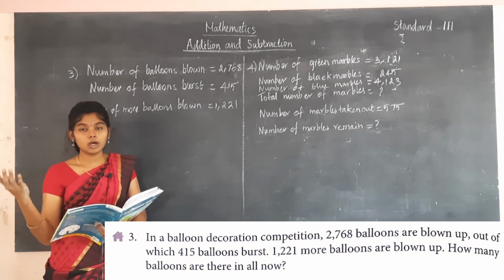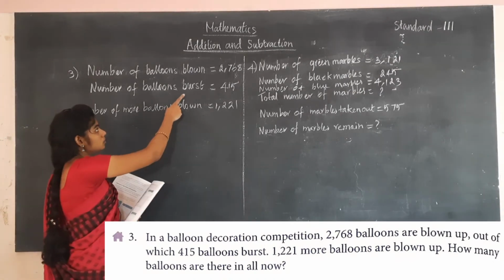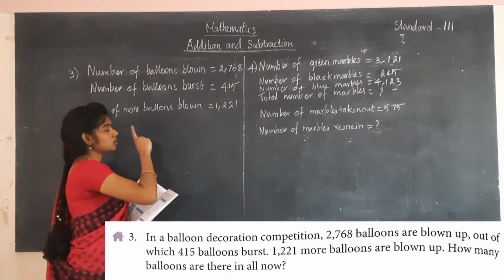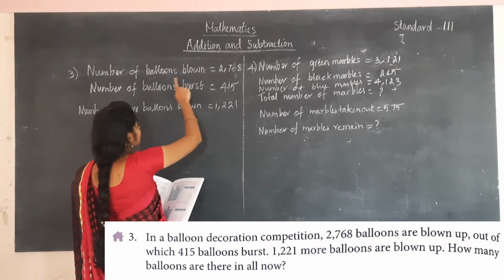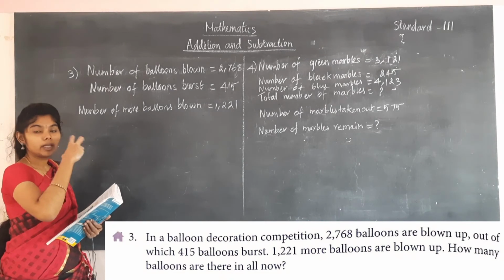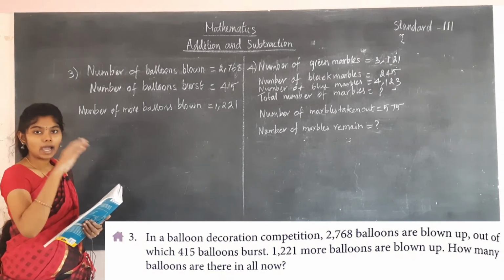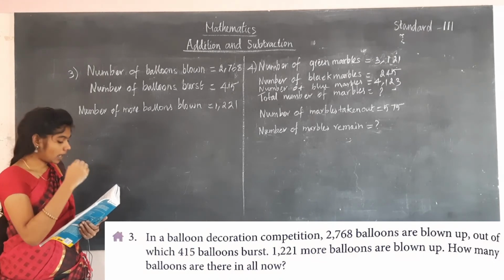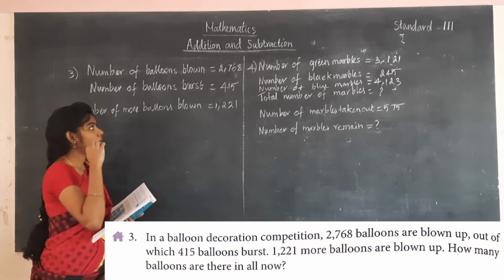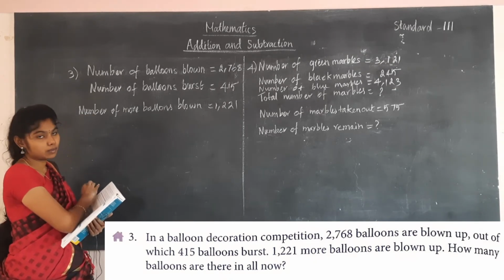So we are going to find the total balloons. Here there is the balloon burst one, so we are going to subtract that number. First we have to add the numbers, that is how many balloons have been blown and how many more have been blown. Then only we can find the total number they have blown up. And then we have to subtract that number, then we will get how many balloons are there in all now. So how much will be left after the balloons have burst.